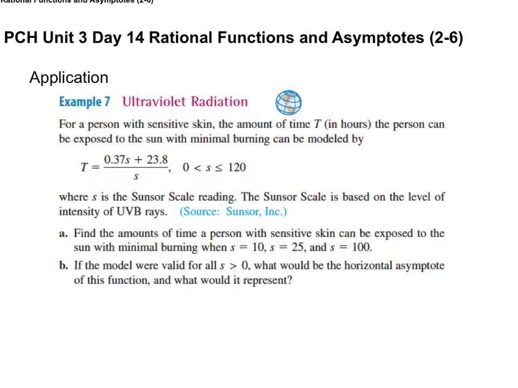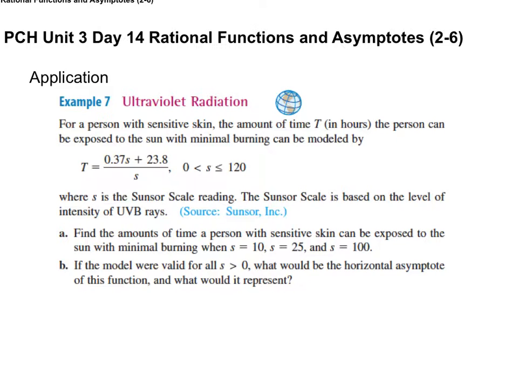The main thing is the question on part B, where we are relating the idea of our horizontal asymptote to the situation, okay? Let's read through the problem. Now I'm going to give you guys a couple of minutes to think through it on your own and do these two parts of it, okay?